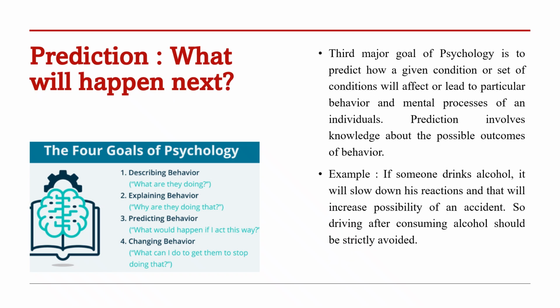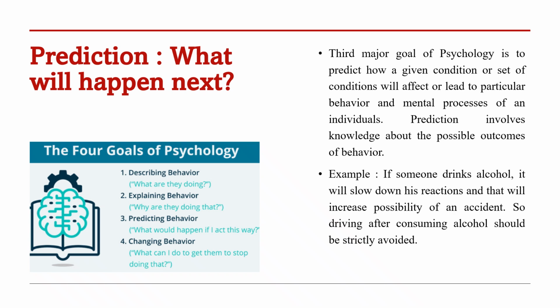The third major goal of psychology is to predict what will happen next, which basically implies to predict how, in a given condition or a set of conditions, an individual would behave or what would be the mental process of a given individual. Now, prediction always involves knowledge about the possible outcomes of a given behavior.